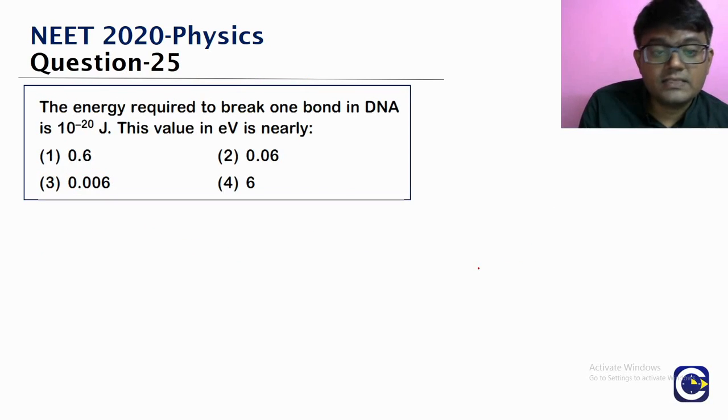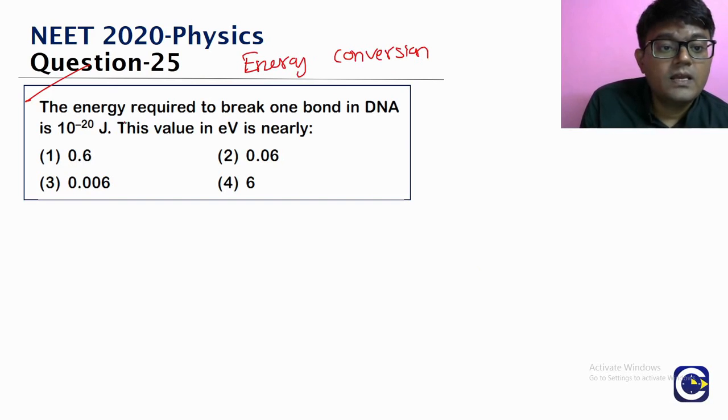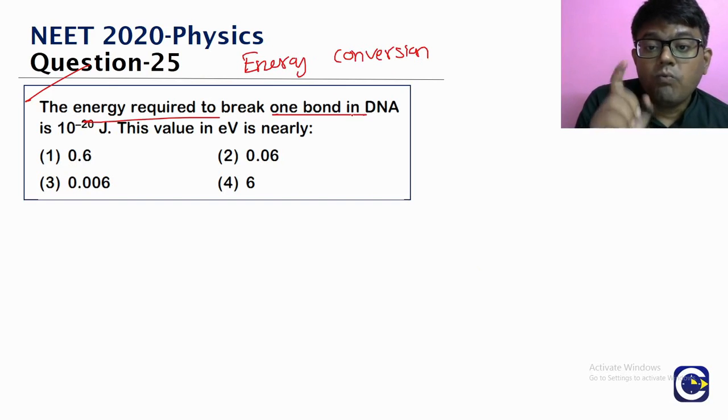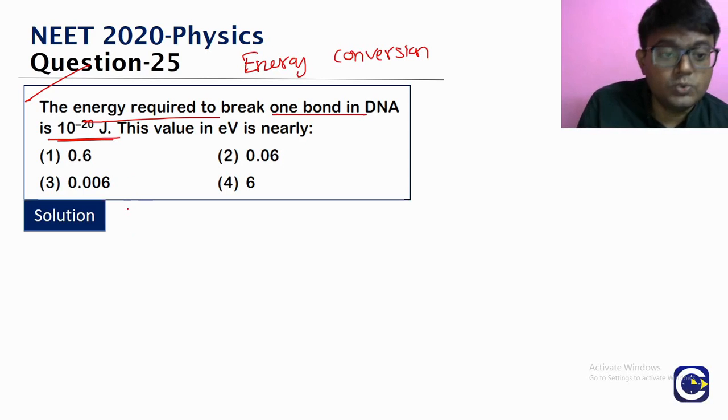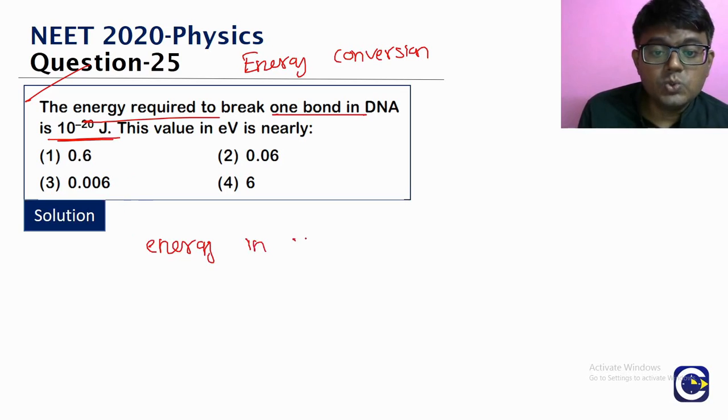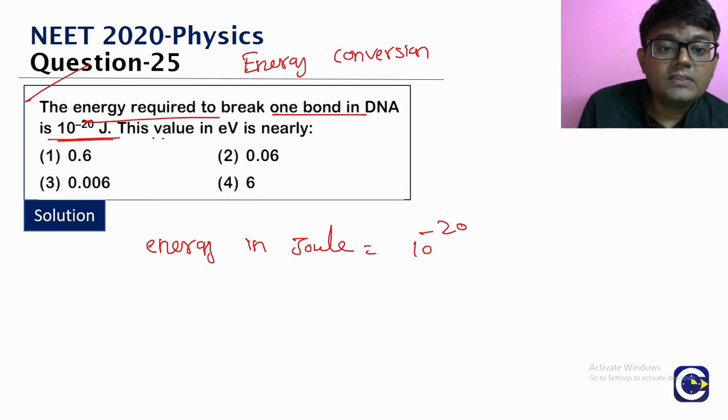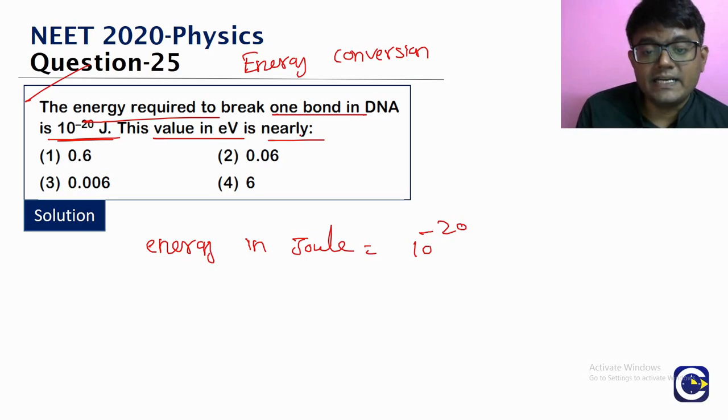Next we have another such question. This is just about energy conversion, nothing more. The energy required to break one bond in a DNA is 10 power minus 20 joules. What is the energy required? Energy in joule, the value is 10 power minus 20. This value in electron volt is nearly.